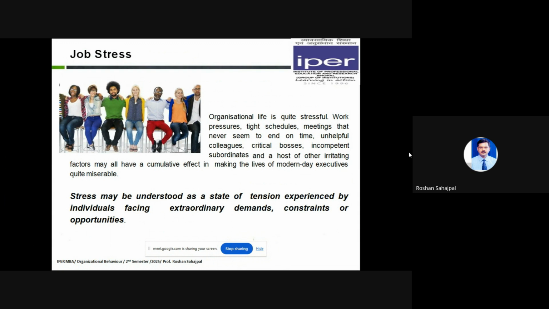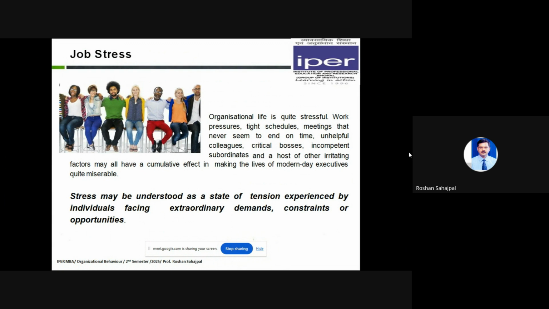So a host of other irritating factors. So these are some factors like meetings, schedules, deadlines, incompetent employees, critical bosses. So these will have a cumulative effect that will lead to irritation, development of irritation in your mind, and therefore, your life will become slightly miserable at times, right? So you will experience some tension.